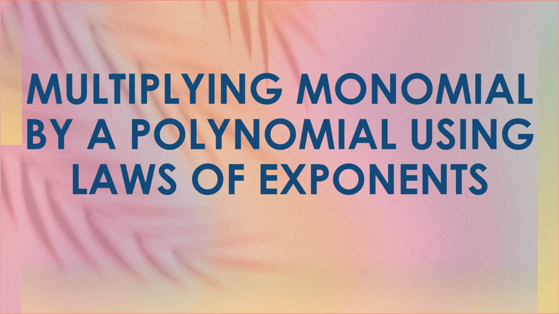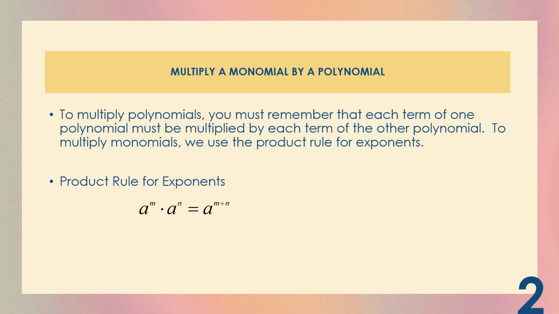Today, we're going to study multiplying a monomial by a polynomial using laws of exponents. To multiply polynomials, you must remember that each term of one polynomial must be multiplied by each term of the other polynomial. To multiply monomials, we use the product rule for exponents: a raised to m times a raised to n is equal to a raised to m plus n.